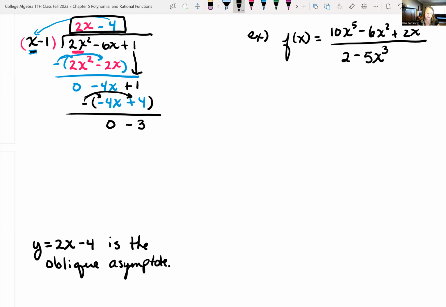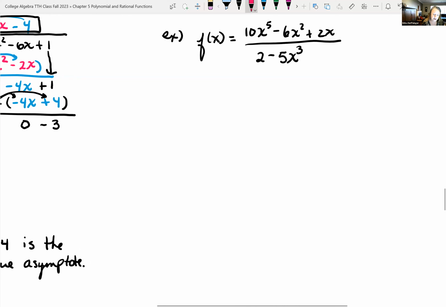So again, to see if there's a horizontal or oblique asymptote, I would look at the degree of the numerator and denominator. So my degree of my numerator, highest power, is 5. The degree of my denominator, the highest power there, is 3. And so I'm going to look at the leading term of the top and the leading term of my bottom. And so we're going to have an oblique asymptote.